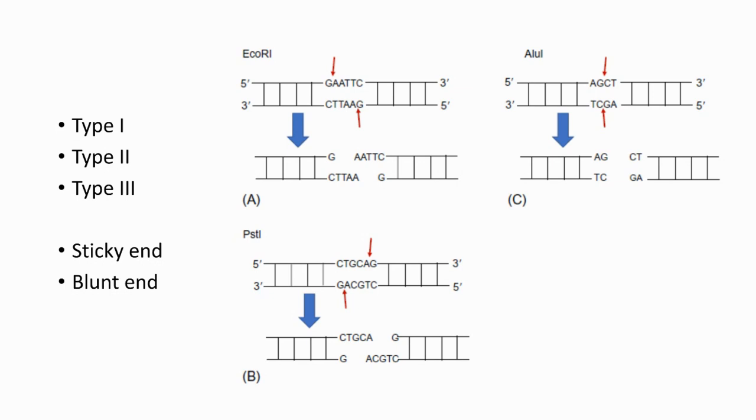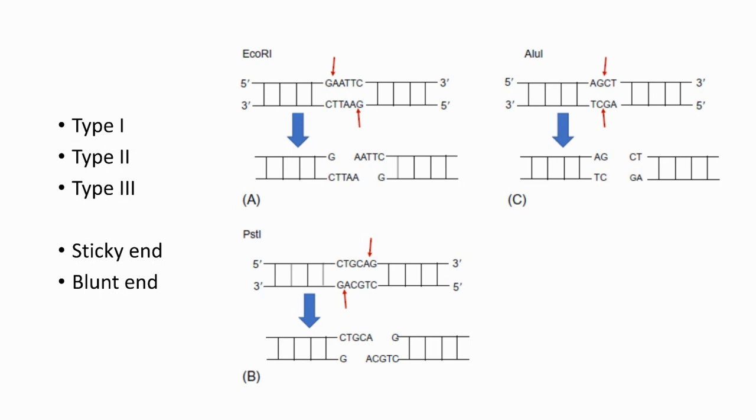For type 1, the recognition site and the cleavage site are 1,000 bases apart. For type 3, the recognition site and the cleavage site are about 24 base pairs apart. So for both type 1 and type 3, the recognition site and the cleavage site are not at the same place. Only for the type 2 restriction endonuclease, the recognition site and the cleavage site are the same.